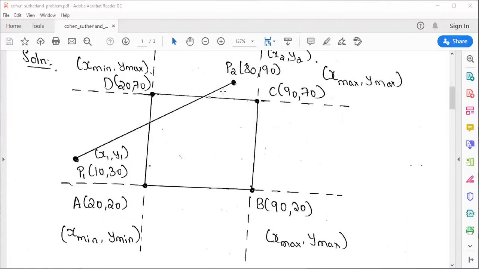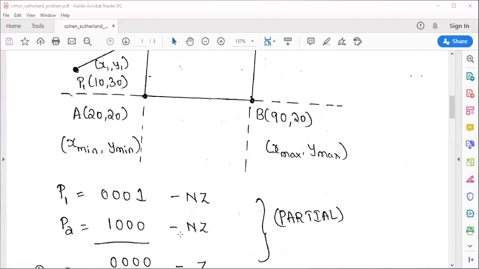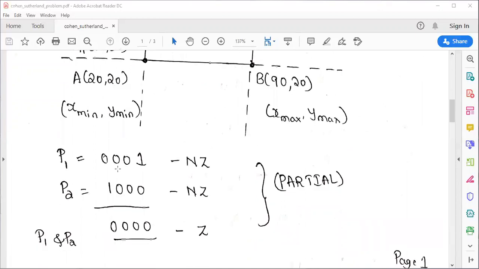Next, coming to the point P2. P2 is above the clipping window, right? So therefore, the region code for point P2 will be 1000. So as you can see, P1 is a non-zero value, P2 is also a non-zero value. So we have to perform the AND operation as per the algorithm. P1 AND P2: 1 and 0 is 0, 0 and 0 is 0, 0 and 0 is 0, and 0 and 1 is 0.